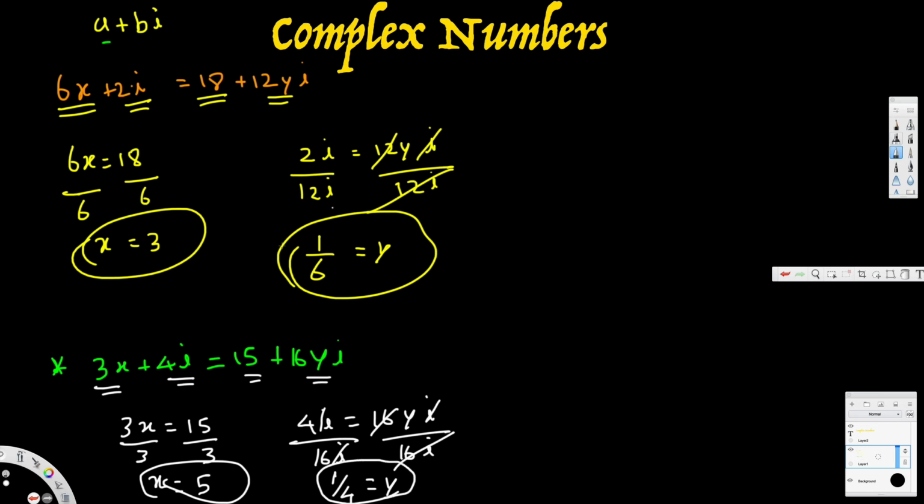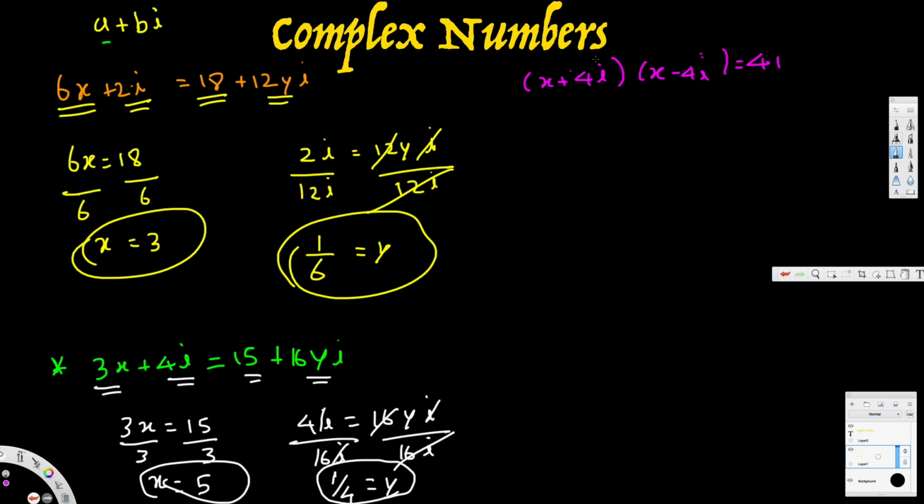Now let's look at another problem. Let's say we have a question that's given: x plus 4i and x minus 4i is equal to 41. How can we solve this?